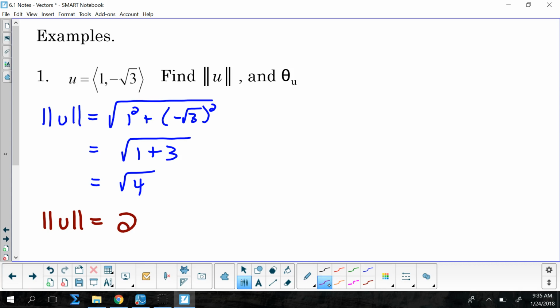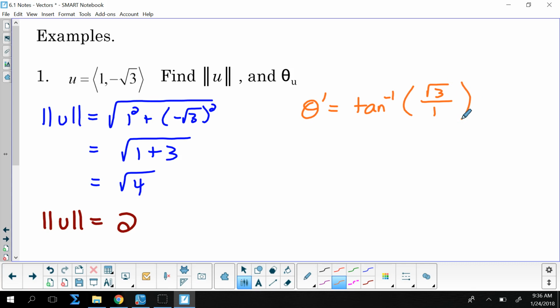Agree? Okay. The direction then, theta prime is going to be the inverse tangent of my y part, dropping the negative sign, over my x part, dropping the negative sign. It didn't have one, so I don't have to drop it. So inverse tangent of the square root of 3, well, that's going to be 60 degrees. That one was on my unit circle. So that gives me a reference angle of 60 degrees.